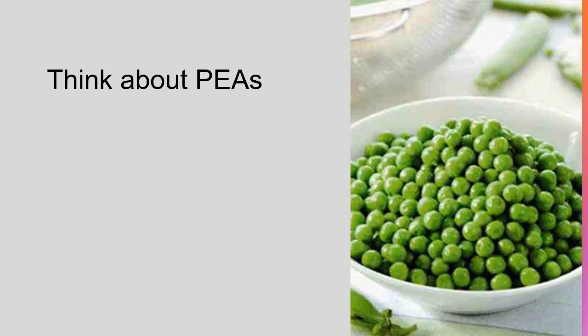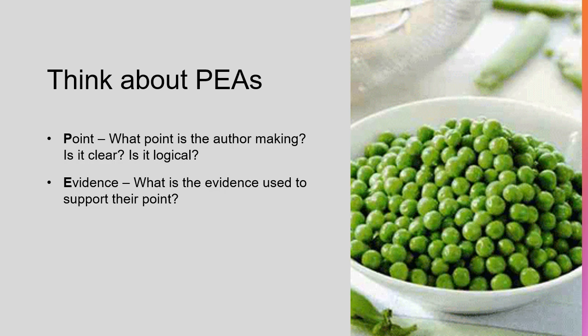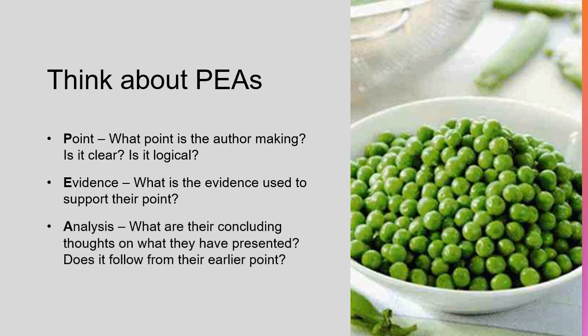The second strategy is to think PEA. PEA is another acronym standing for Point, Evidence and Analysis. Point. What point is the author making? Is it clear and is it logical? Evidence. What is the evidence used to support their point? And then finally, analysis. What are their concluding thoughts on what they have presented, and does it follow from their earlier point?